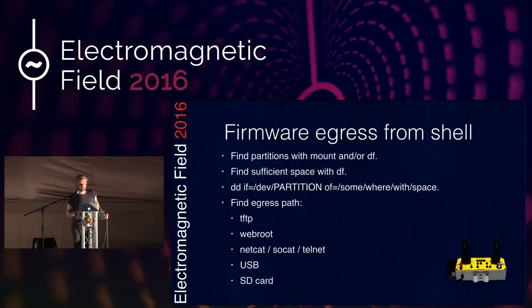So the obvious thing to do at this point is to egress the firmware. We want to get the firmware off the device. We've got interactive access. I did say once you get interactive, you should be able to get the firmware off. Well, yeah, simply you need to find some space because you need to DD. You need to copy the contents out of the actual dev node.